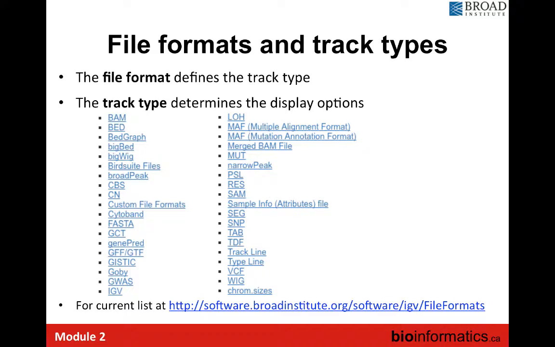So what type of file format can you actually load? Many of them. The file format defines the track type, and the track type determines the display options. So IGV knows which file format you're loading and will display your data according to what it is. If it's a BAM, it will already know, oh, I'm looking for reads, the quality of the read, the quality of this particular base in the read, and it will display it in a particular way. The full list of the supported data types is at the link at the bottom.